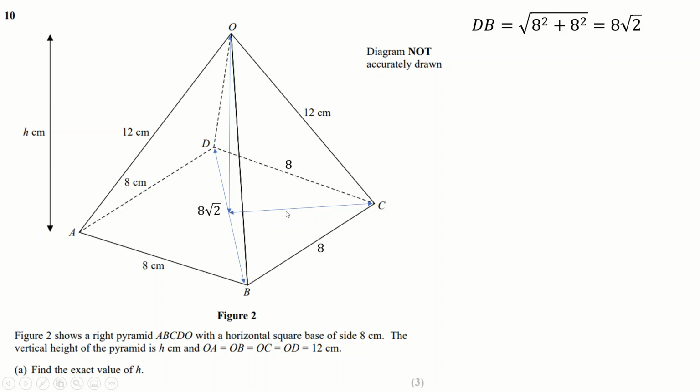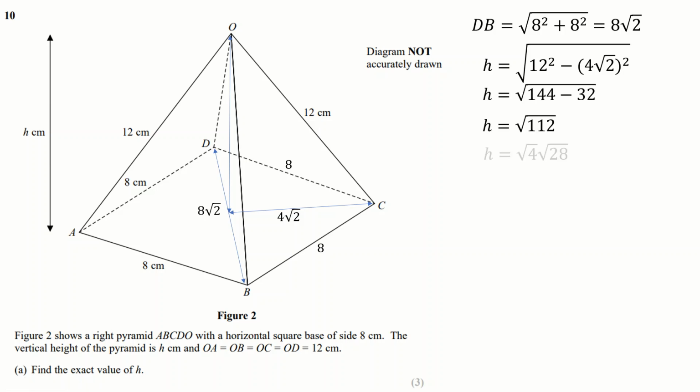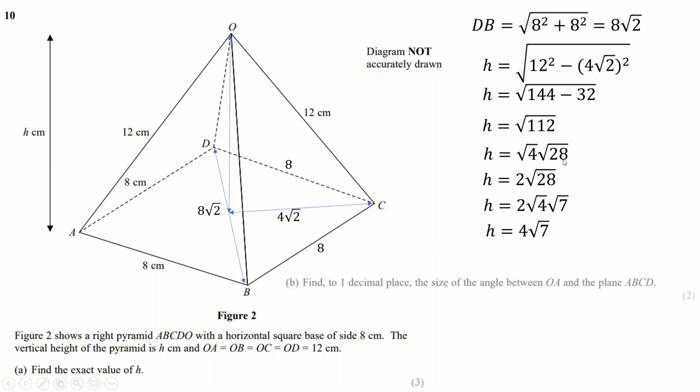If that's 8 root 2, then this, of course, is 4 root 2, and then the height is going to be root of 12 squared minus 4 root 2 squared. Type that into a calculator if you want. It will save you doing all this work, but the answer is 4 root 7. Okay, find to one decimal place the size of the angle between OA and ABCD.